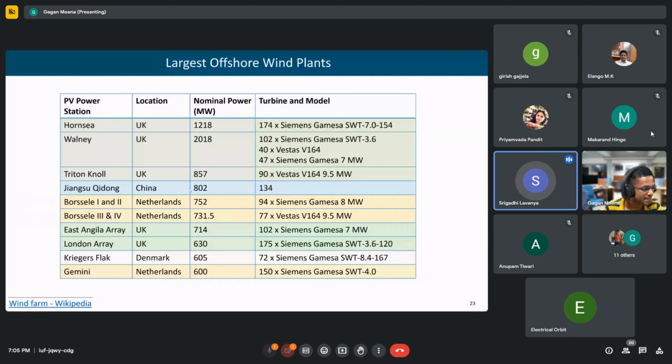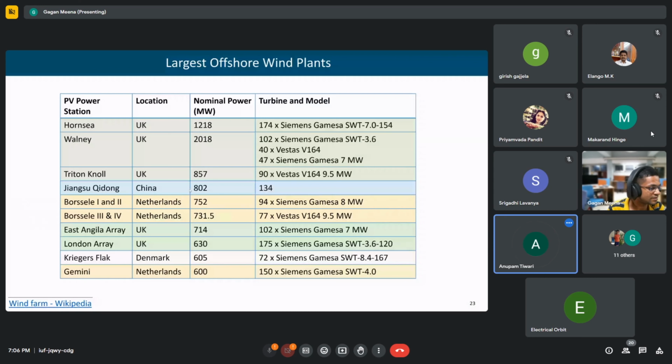What is the difference between offshore and onshore wind plants? Onshore means on the continent. Offshore is inside the ocean. So whatever plants that we have in Tamil Nadu and Jaisalmer are on the continent. They are not inside the ocean. So this is one windmill.